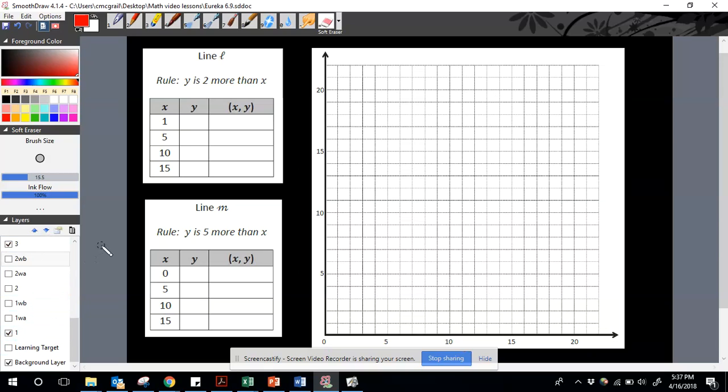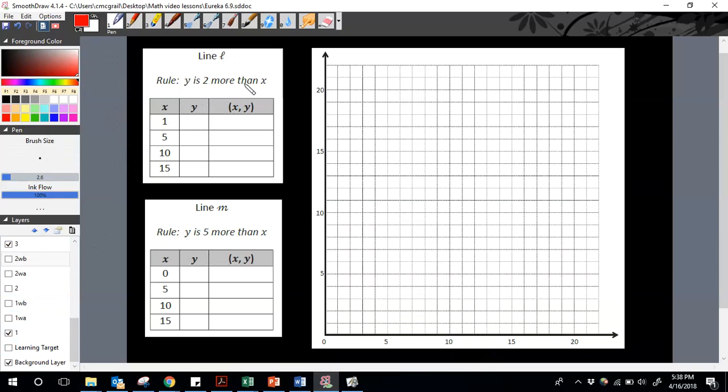Now, in front of you, you should have the Lesson 9 template that you picked up from school today. Please make sure that you complete both sides of it before turning it in tomorrow. Okay, so we're going to work on the side that says line L and line M. Now, these both follow a specific set of rules. Line L says y is 2 more than x. Now, this has given me the x coordinates that I need to use. And so now I just need to find the y coordinates to help out with that.